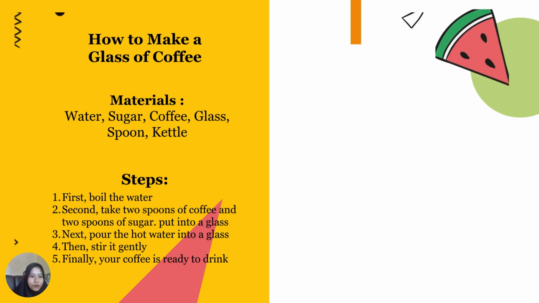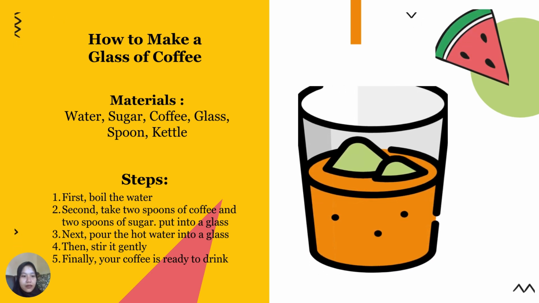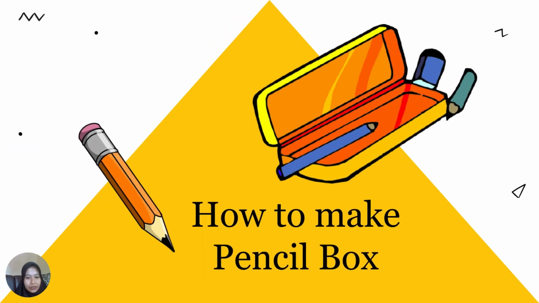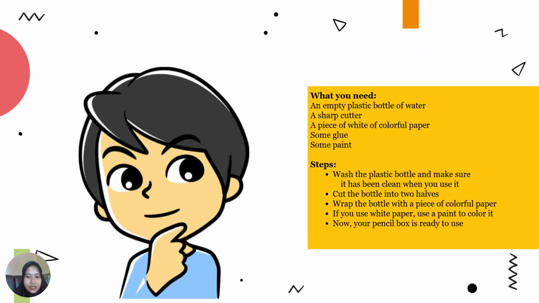So let's take a simple example, how to make a glass of coffee. So the goal is to make a glass of coffee. For the material, there are water, sugar, coffee, glass, spoon, and kettle. For the steps: first, boil the water. Second, take 2 spoons of coffee and 2 spoons of sugar, put them into a glass. Next, pour the hot water into the glass, then stir it gently. Finally, your coffee is ready to drink. So let's skip this procedure text example.